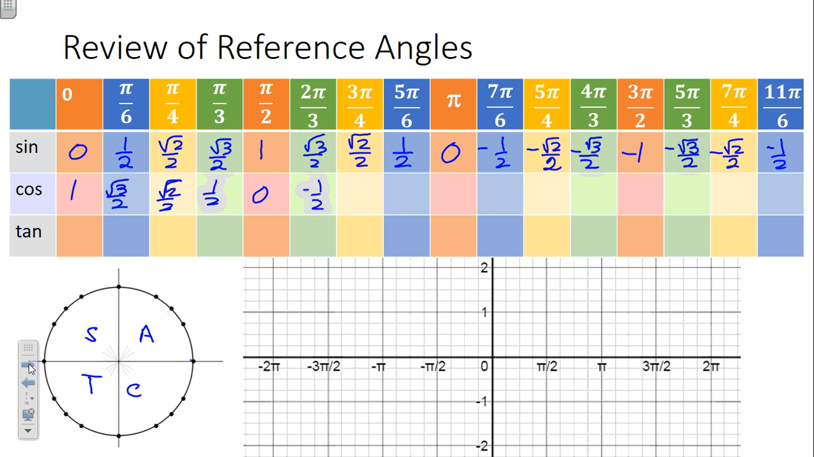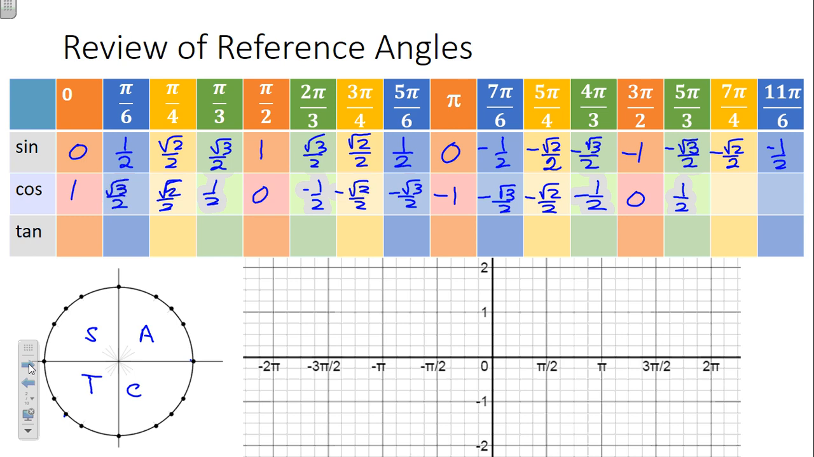And at 3 pi over 4? Negative square root of 2 over 2. 5 pi over 6? And what happens at pi? Negative 1. And then at 7 pi over 6? 30-degree angle, so it's a square root of 3 over 2. Tangent's positive, so cosine is negative. And at 5 pi over 4? Right? And then what happens at 3 pi over 2? 0. 5 pi over 3? 1/2. Positive now because cosine's positive.